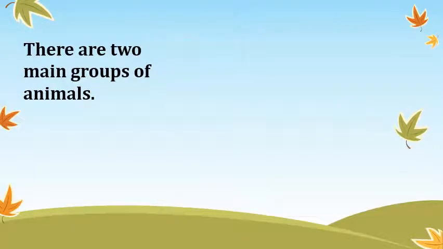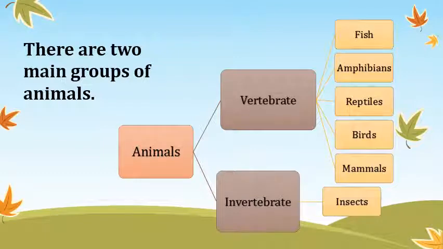There are two main groups of animals. The first one is vertebrate. Scientists classify vertebrates into smaller groups. They are fish, amphibians, reptiles, birds, and mammals. We also learn invertebrate animals. Insects are the largest group of the invertebrates.